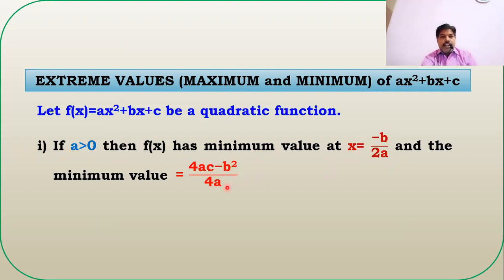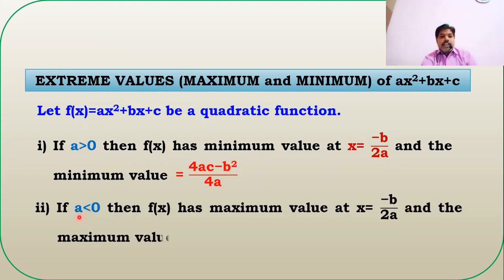Similarly, see students, if a is negative, if a is less than 0, then f of x has a maximum value. f of x has a maximum value at x is equal to minus b by 2a, and the maximum value is 4ac minus b square by 4a.